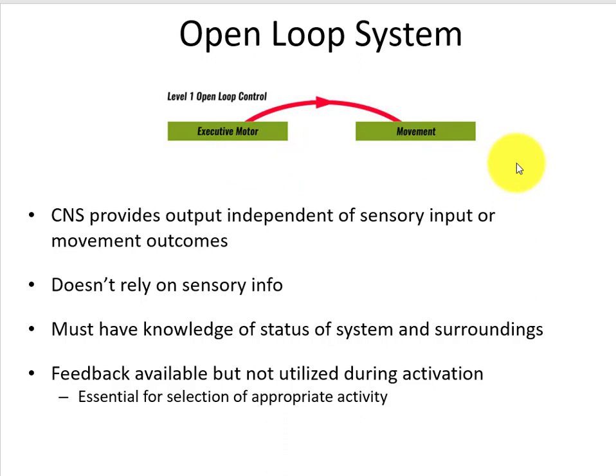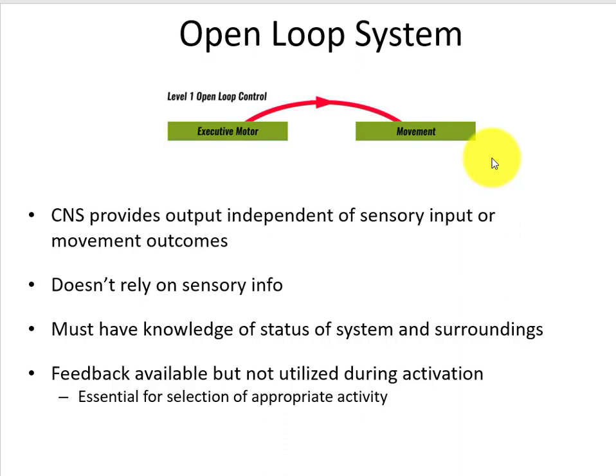So in this case here, the central nervous system, which could be in the brain or at the level of the spinal cord, provides output which is independent of any sensory input, so nothing is coming in here, or from any movement outcomes. Okay, so it's basically like throwing a jab. It doesn't rely on any sensory information that's coming in, but the executive must have a knowledge of the status of the system and its surroundings in order to make that movement plan.